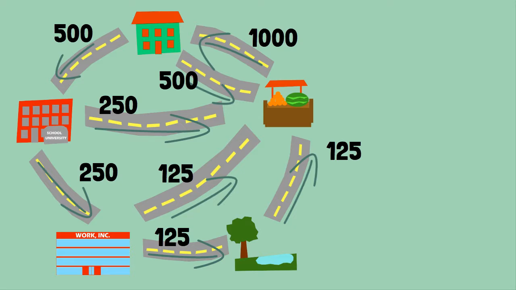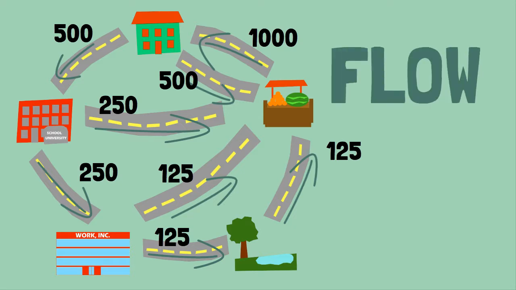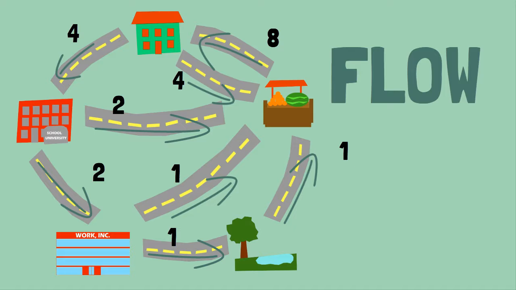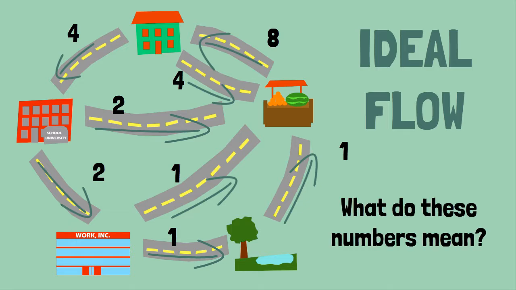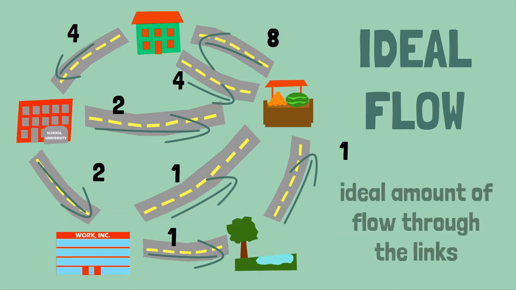And if you count it, it adds up to 1,000, where we started. These numbers, they're called flow. And then, since these are big numbers and messy to deal with, we can actually divide these by the smallest number for simplicity. Given this network, these numbers would then be our ideal flow. What do these numbers mean? In a steady-state condition, they are the ideal amount of flow through the links.